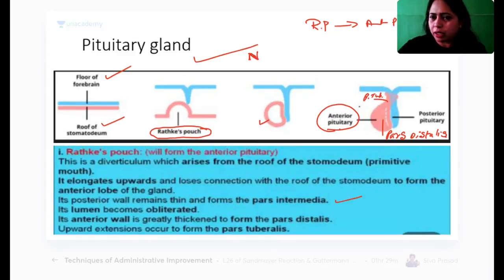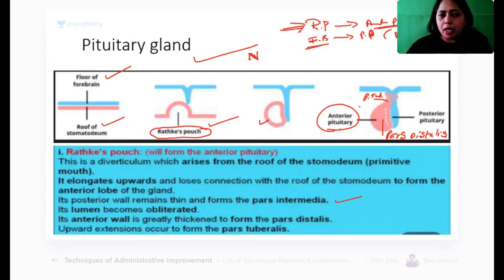Just like a summary at the end of the class. Then the forebrain will give rise to the posterior pituitary. So that's the reason, forebrain. This is also called neurohypophysis. This is controlled by the hypothalamus. Okay, this is the anterior pituitary. The anterior pituitary is asked so many times because of the word Rathke's pouch. Most of you would forget this name, Rathke's pouch.